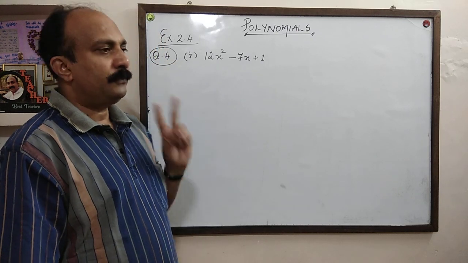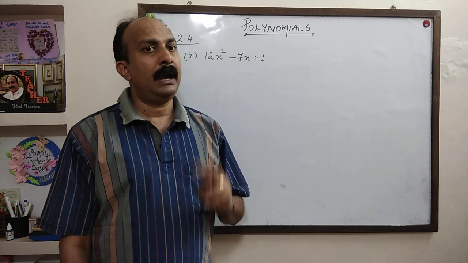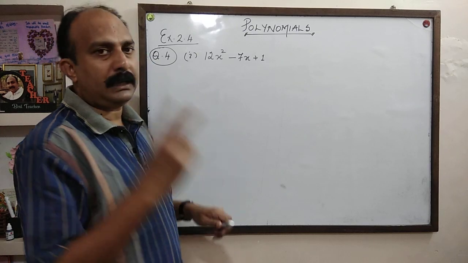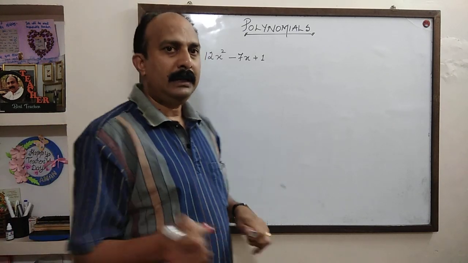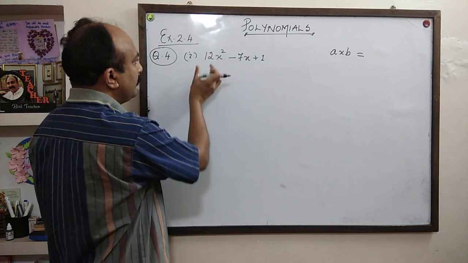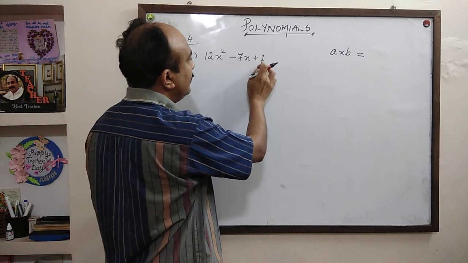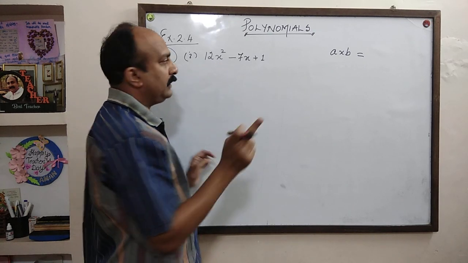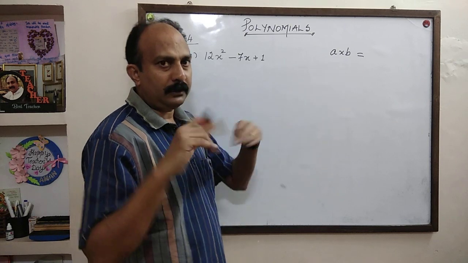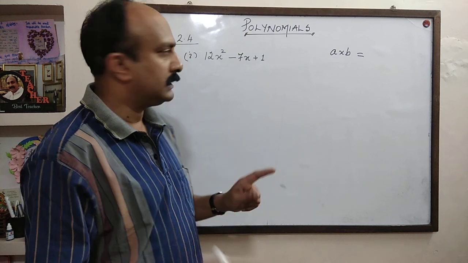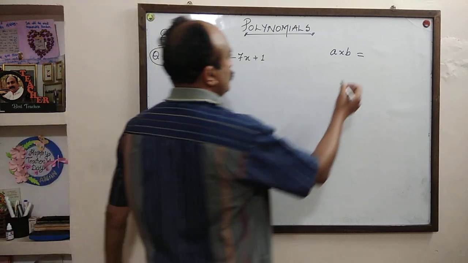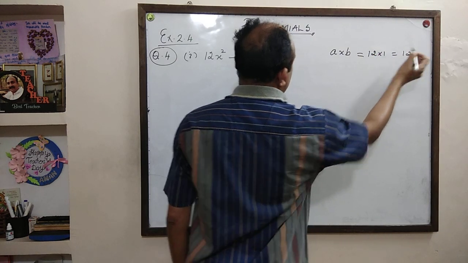For splitting the middle term, first of all, we have to search two numbers. And how to search those two numbers? I am taking the two numbers that we have to find out as a and b, small a and small b. Then a into b, that is the product of those two numbers, will be the coefficient of x square into the last term. In a quadratic polynomial, the first term will be x square, the middle term will be x, and the last term will be a constant. So the product of the two numbers that we are searching is the product of the coefficient of the first term, that is 12, and the last term. So 12 into 1, 12. So a into b is 12 into 1, which is equal to 12.